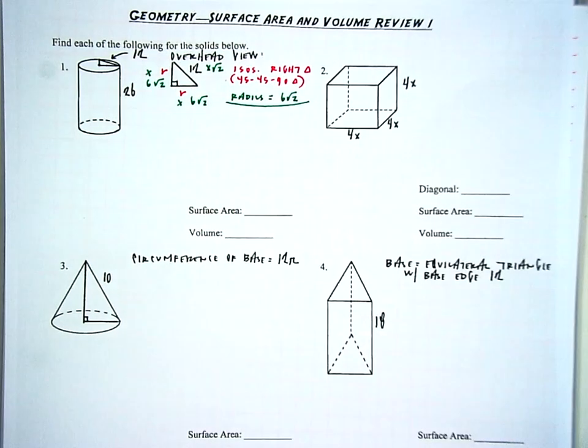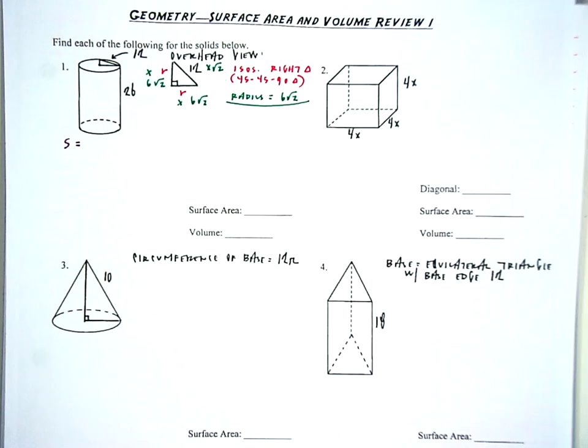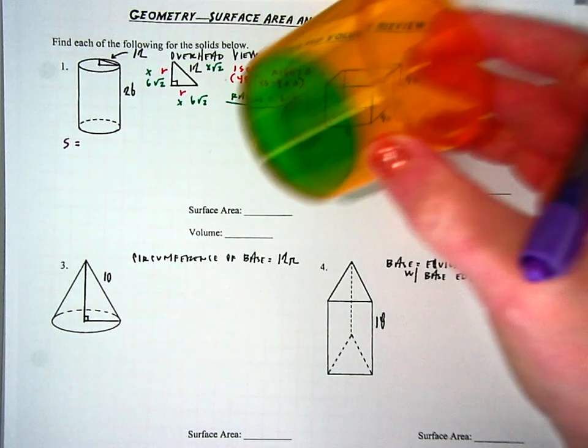All right, so my base shape is a circle. My radius is 6 root 2. I know that if I wanted just one base area, it would be pi r squared. So we're going to see that show up when we solve for surface area and volume in just a moment. So let's start with surface area. So our surface area, we know that it is a cylinder. So we're looking at a cylinder here.